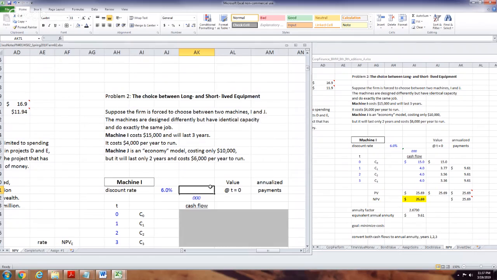So, okay, enough with the monologue on the equipment industry. A firm is forced to choose between two machines. They're designed differently, but have identical capacity. The first one costs $15,000 and will last 3 years. The second one's an economy model, it costs a little bit less, but it's more expensive to run.